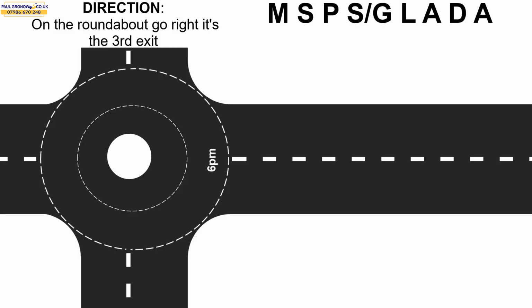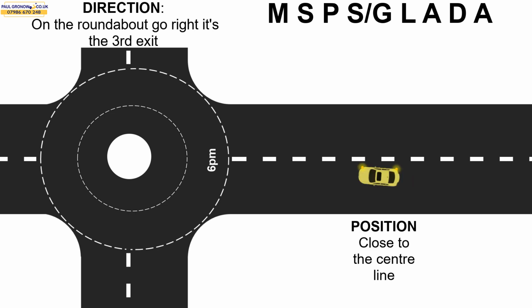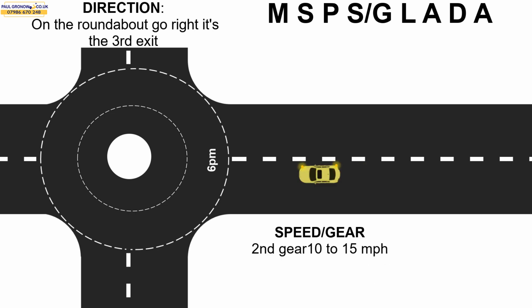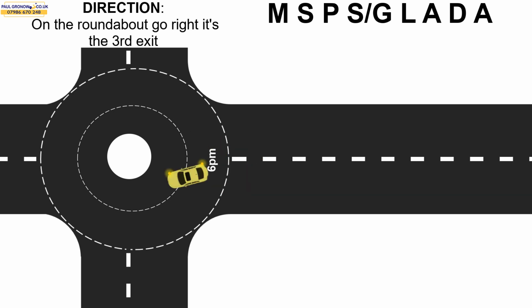Okay, so let's think about on the roundabout, go right, it's the third exit, again around about 30 meters away, it's center and right. Count to 2, signal right, position close to the center line. Speeding gear again 10 to 15 mile an hour, and again the usual 2 checks: right, center, behind. And just as you approach, right, center, behind, keeping in the inner lane or the right lane.